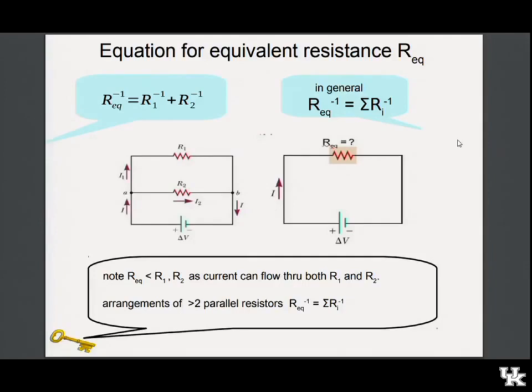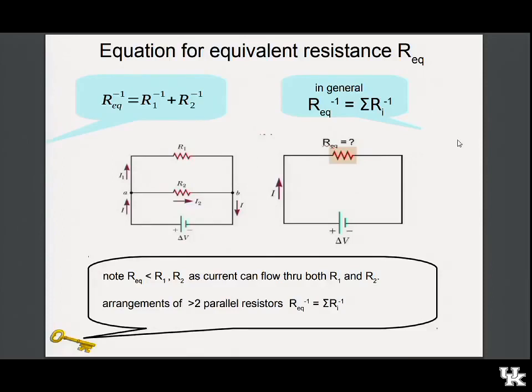The reciprocal of the equivalent resistance for this parallel circuit is simply the sum of the reciprocals of the individual resistors that make up the parallel circuit. Here's the equation if we got two parallel resistors. But in general, if you've got 3, 4, 5, or whatever number of parallel resistors, the reciprocal of the equivalent resistance is equal to the sum of the reciprocals of all the individual resistors that are in parallel with one another.